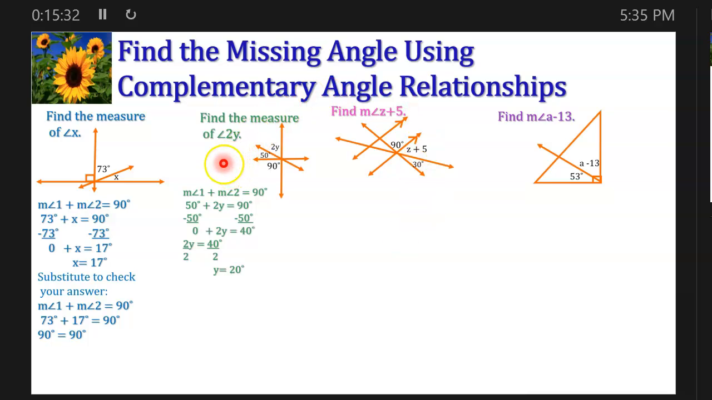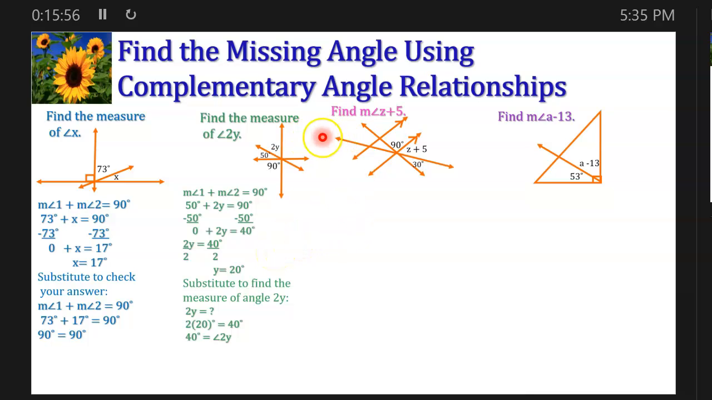But we don't want to find the measure of y. We're trying to find the measure of 2 times y. So we've got to take that 20 and multiply it times 2 to get our actual measurement for this second angle 2y. And 2y is going to be equal to 40, which makes sense because 50 plus 40 does equal the 90.